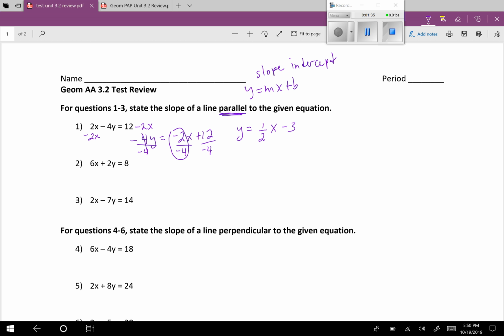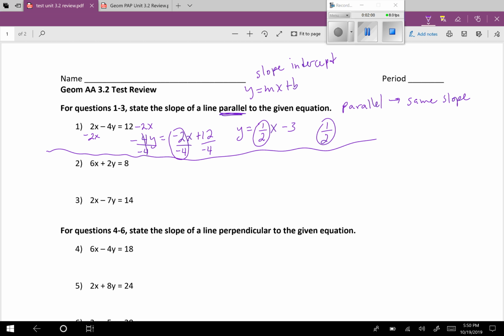So it says, what is the slope of a line that is parallel to the given equation? So your original slope is 1/2, and remember, parallel lines means that your slope is going to be the same. So it's the same slope. So what's the slope of a line parallel to it? 1/2. Same one. Okay, next problem.